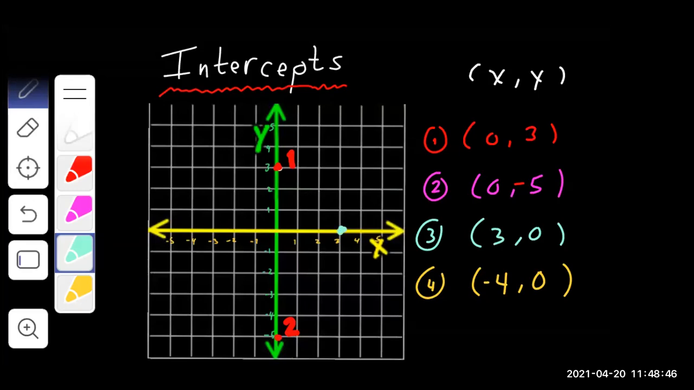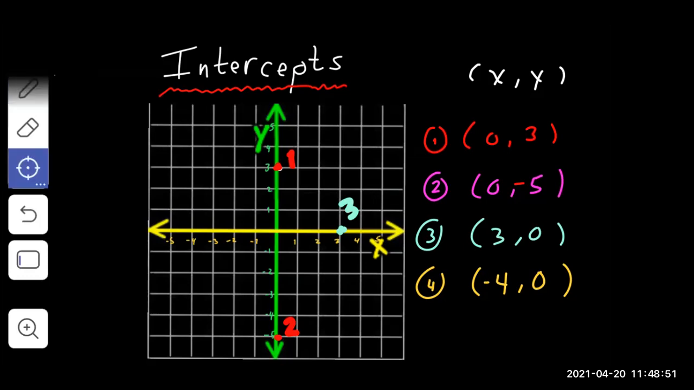Can you see it? That is the point number 3. Let's represent the point number 4. The point number 4 is negative 4 for x. Let's look this number up: negative 4. Negative means move to the left. Negative 1, negative 2, negative 3, negative 4. This is the first point.